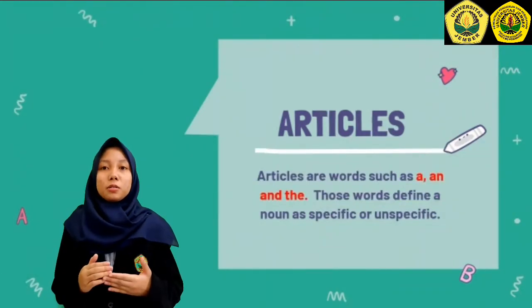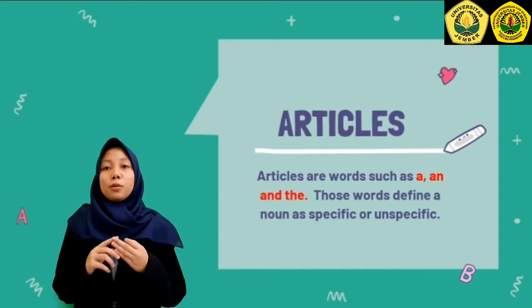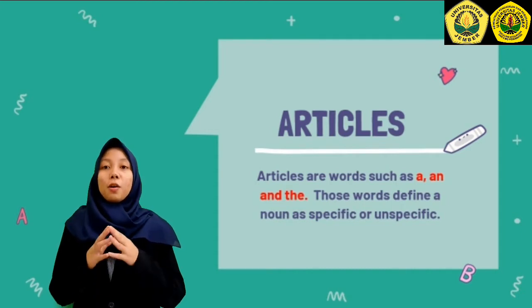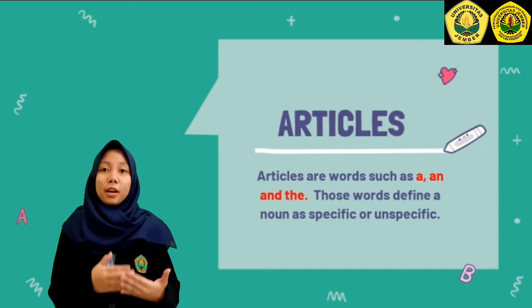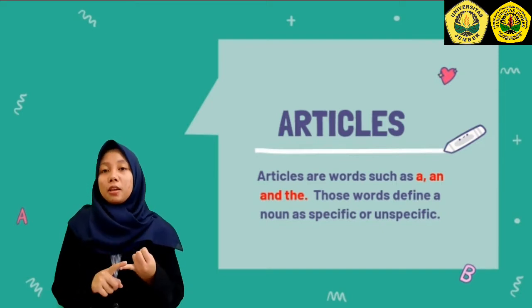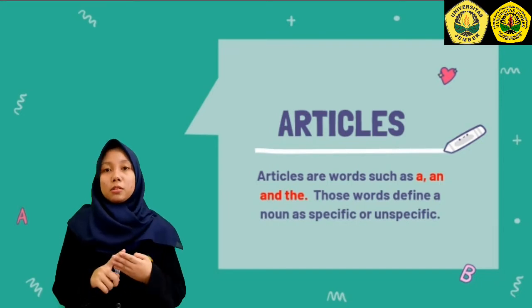Articles are words such as a, an, and the. Those words define a noun as specific or unspecific. Articles come before a noun. In this context, noun means things, a person, a place, or an animal.